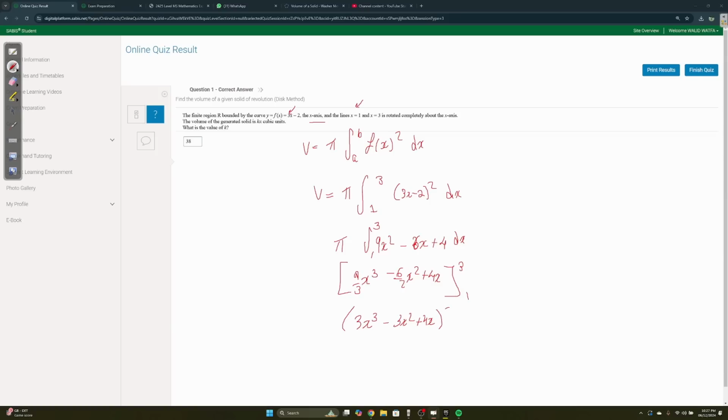Okay, yeah. Our bounds are 3 and 1. So let's do it. Remember, we have pi outside, so your final answer should have pi. Just make sure you have the pi outside if it's written. If it's in your final answer, make sure to include pi.